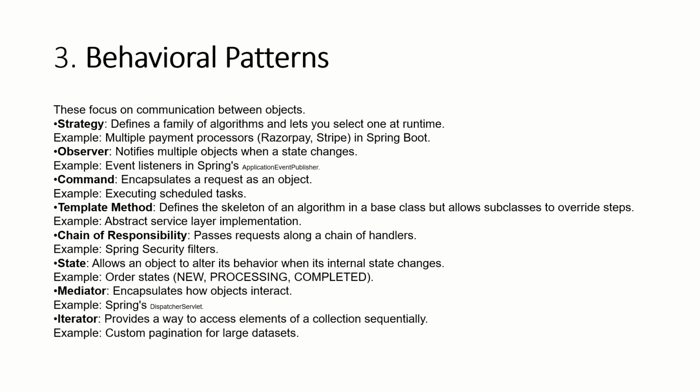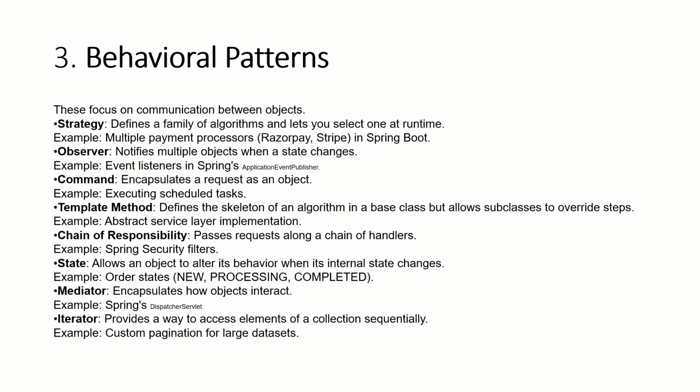Coming to the third one, which is command: it encapsulates a request as an object. Example: executing a scheduled task. The fourth one is template method: it defines a skeleton of an algorithm in a base class but allows subclasses to override steps. Example: abstract service layer implementation. Chain of responsibility: I'm just covering it fast so that we can wind up this video. But in the coming videos, we are going to discuss each design pattern in detail with practical implementation, so we'll get more idea of it.